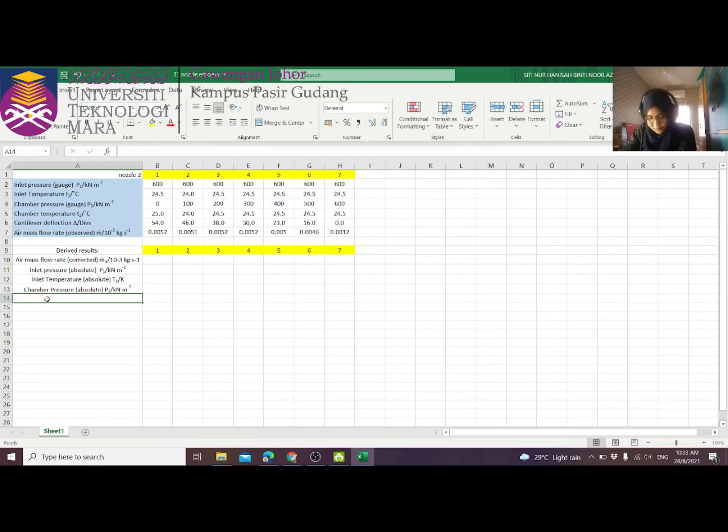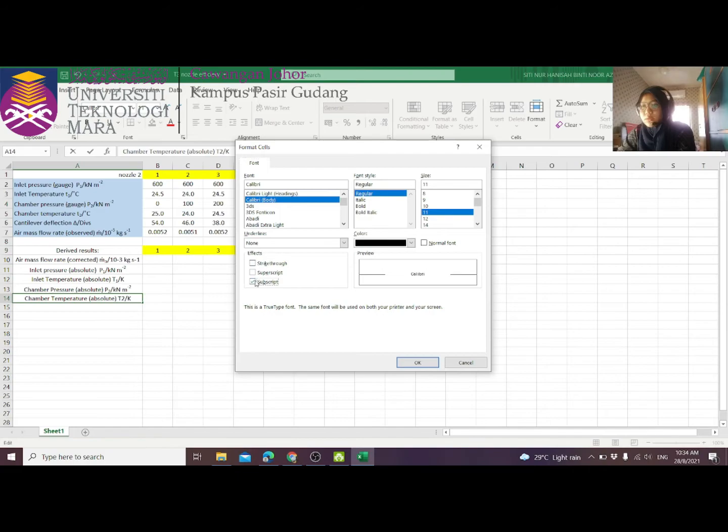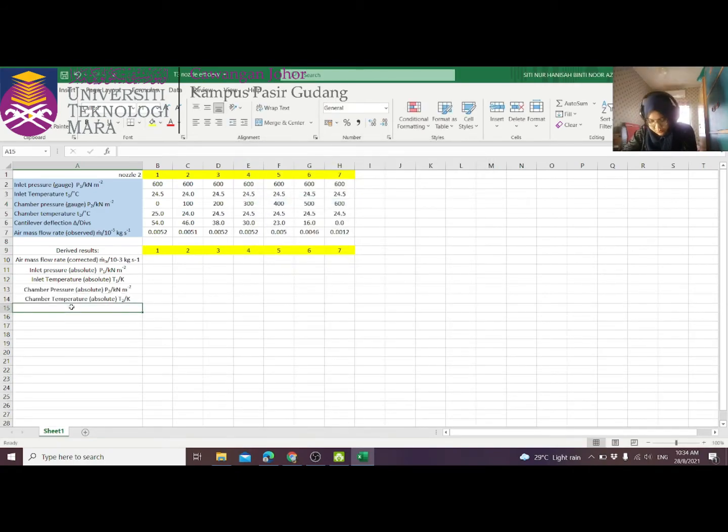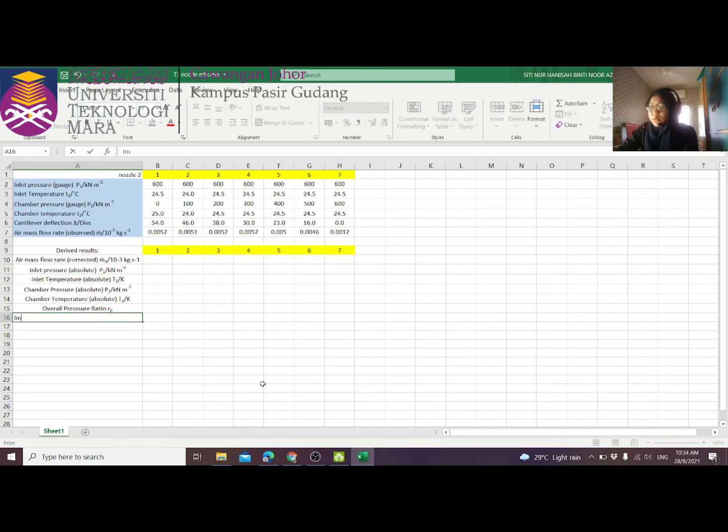And then chamber temperature absolute. And then just copy this here. This one should be D2, and superscript. Okay. After that, overall pressure ratio. Then is impact or jet reaction velocity.